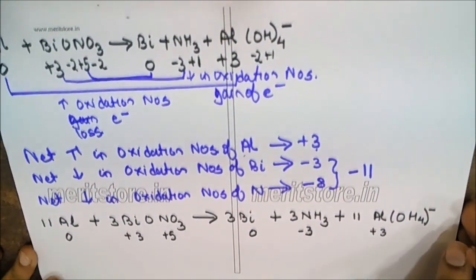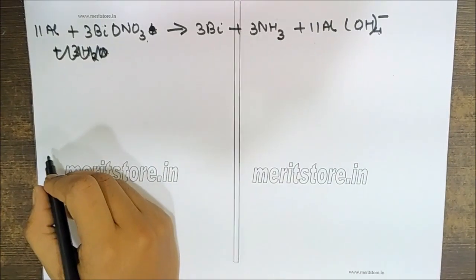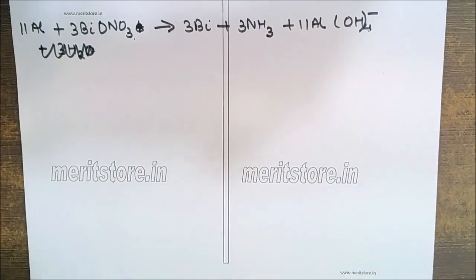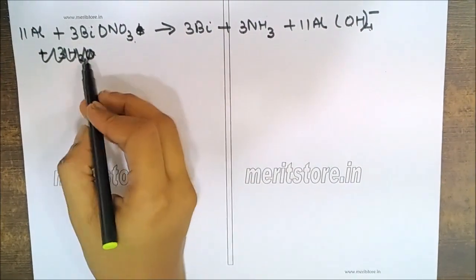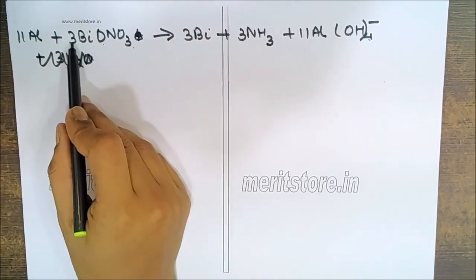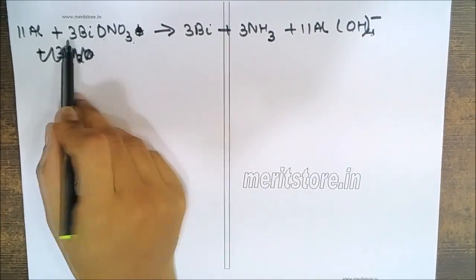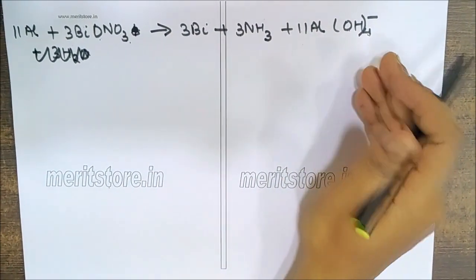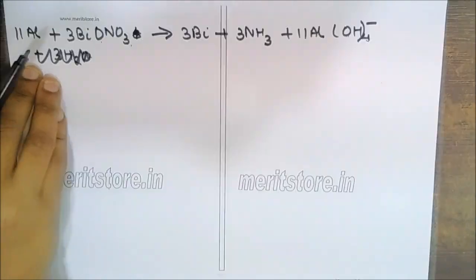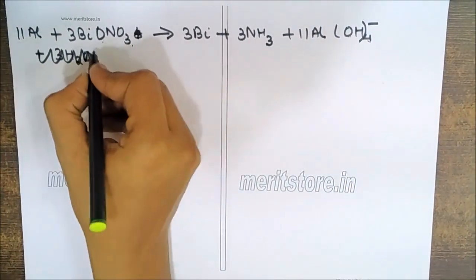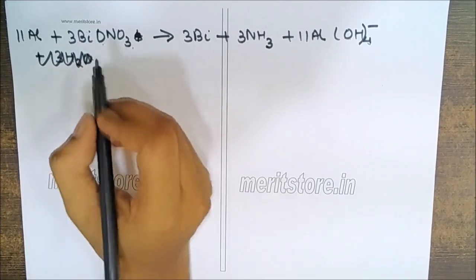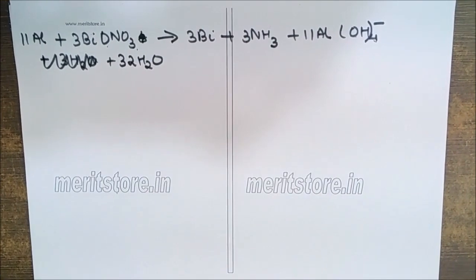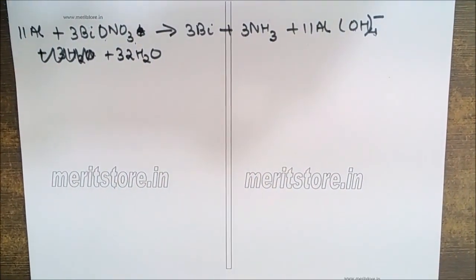Alright, then after we have balanced the net increase or decrease in oxidation number, now we need to balance the number of oxygen atoms. So let's look at our left hand side. 3 into 1 is 3, and 3 into 3 is 9. 9 and 3, 12. So here there are 12 oxygen atoms. And here 4 into 11, 44. So 44 on my right hand side and 12 on my left hand side. So the left hand side is deficient by 32 oxygen atoms. So I need to add 32 water molecules in order to balance the number of oxygen atoms.